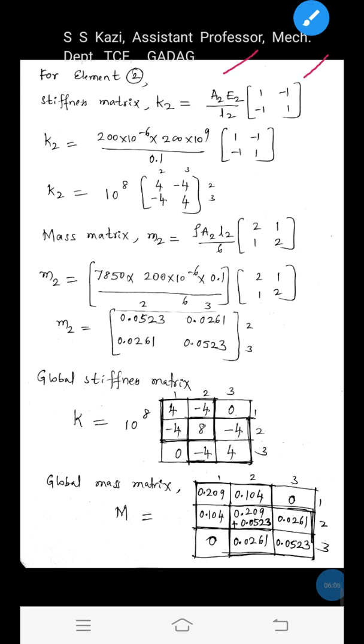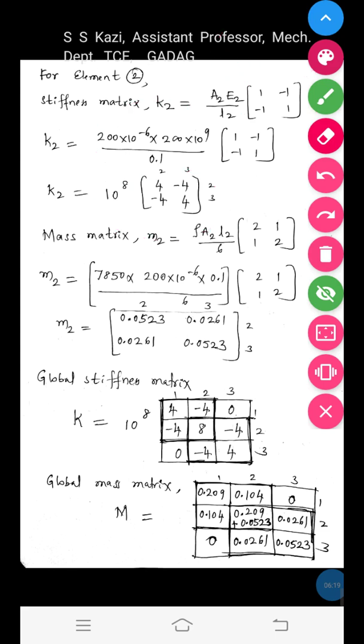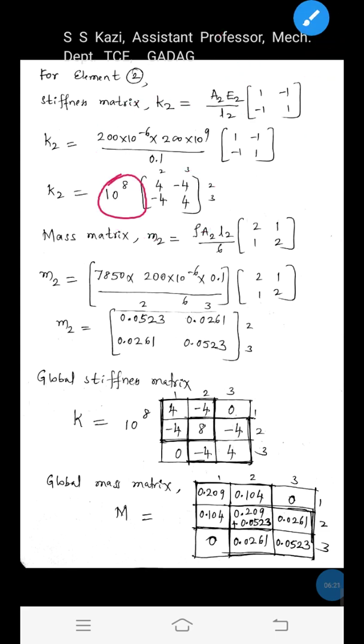Substitute the area of element 2, Young's modulus of element 2, and length of element 2 here, as we have discussed the data in the previous page. Next you will get 4 into 10 raised to 8. Keep the same common term as in the stiffness matrix for element 1, and inside you write 4 minus 4 minus 4 4, and write the DOF numbers 2 3 2 3, because element 2 has the nodes numbered 2 to 3.